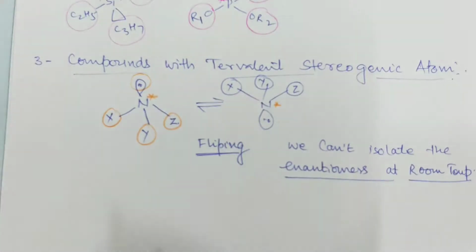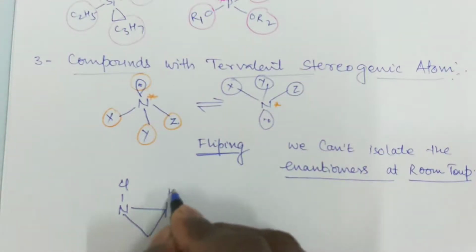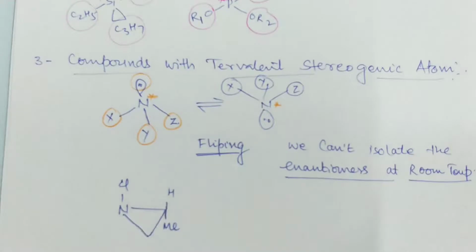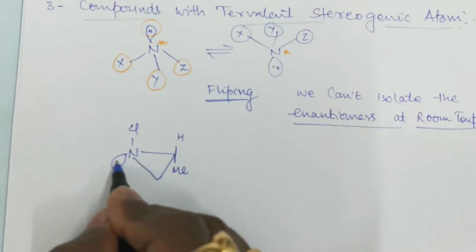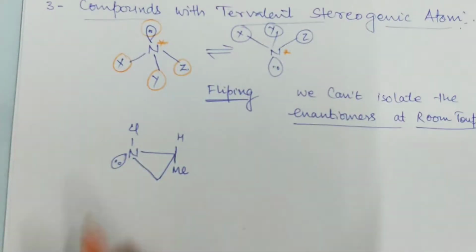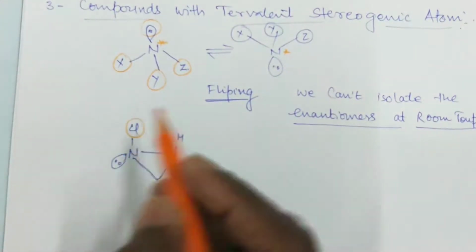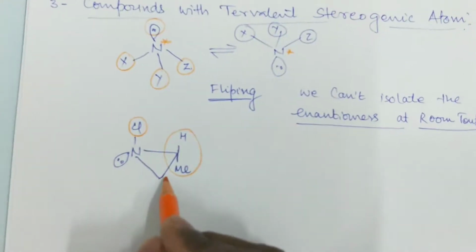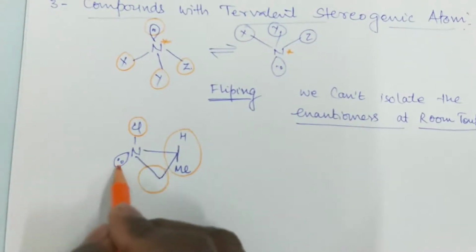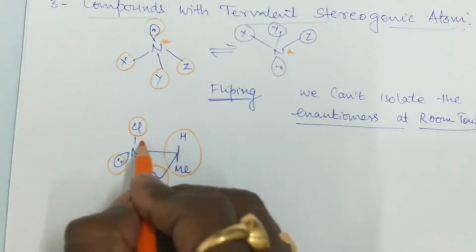So if we take an example like this, N, Cl, H and Me. Suppose that this is given. So one lone pair is there. One group is chlorine. Other group you can consider this. Third group you can consider this. And fourth group is this. So this is stereogenic.